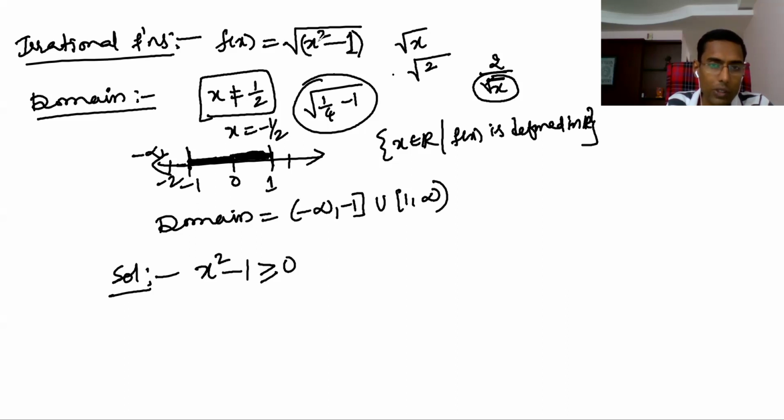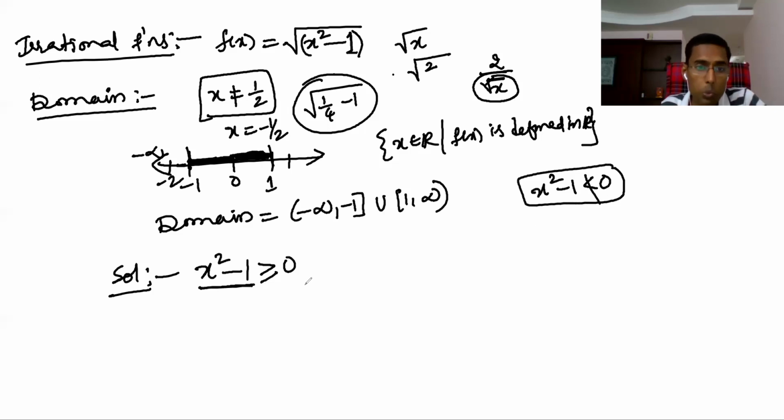I need to find out the x value. So how to find the x value? I know x square minus 1. Whatever x value you take, for that x value, x square minus 1 should be positive or equal to 0. That means x square minus 1 should not be less than 0. That means what? Greater than or equal to 0.